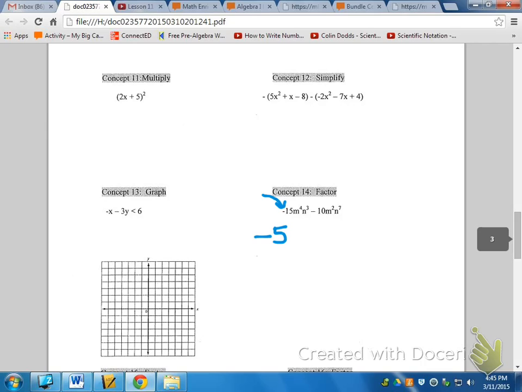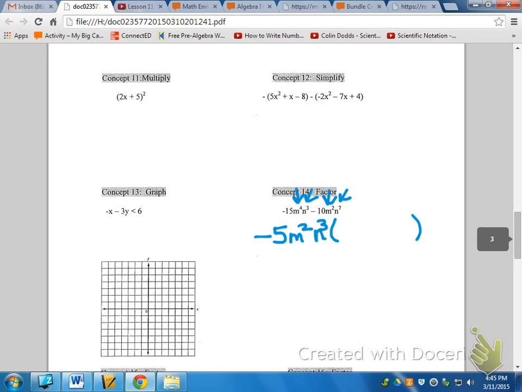I switch to my m's, and when I'm factoring out the greatest common factor, I take the least amount of the variable. So m to the 4th and m to the 2nd, m to the 2nd is the least. The n's, n to the 3rd and n to the 7th, n to the 3rd is the least.